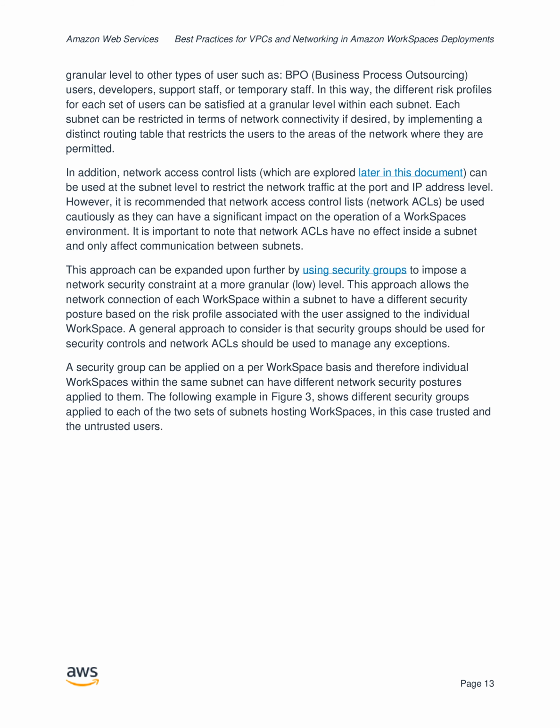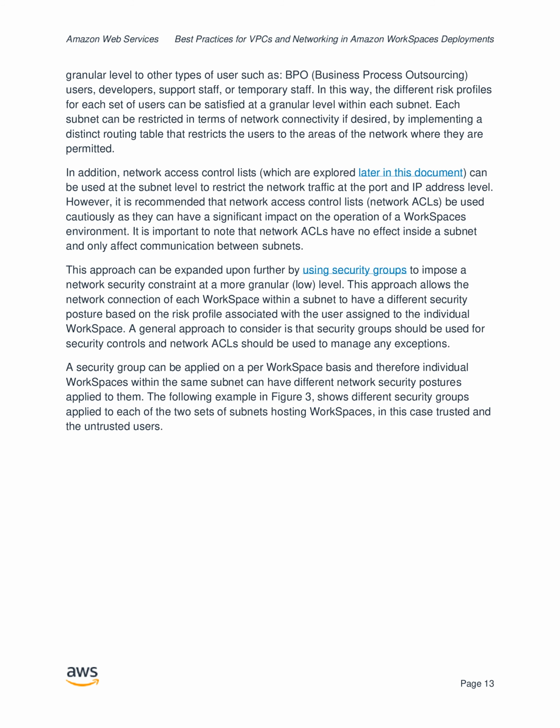This approach can be expanded upon further by using security groups to impose a network security constraint at a more granular, low level. This approach allows the network connection of each WorkSpace within a subnet to have a different security posture based on the risk profile associated with the user assigned to the individual WorkSpace. A general approach to consider is that security groups should be used for security controls and network ACLs should be used to manage any exceptions. A security group can be applied on a per WorkSpace basis, and therefore individual WorkSpaces within the same subnet can have different network security postures applied to them.